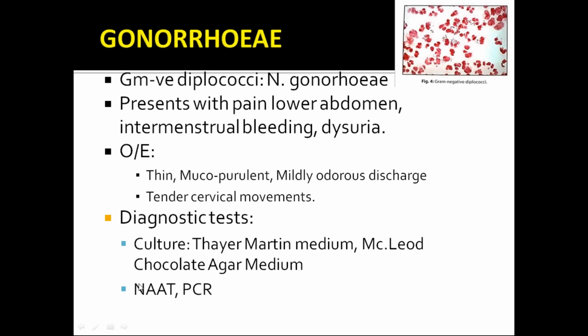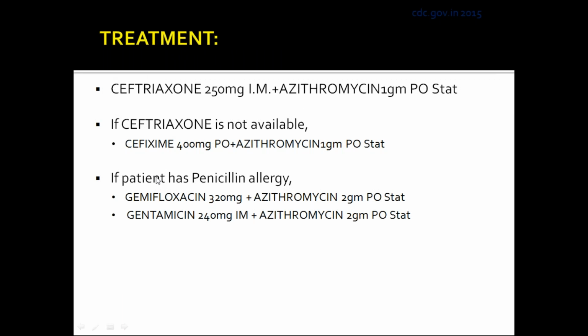And the diagnostic tests for gonorrhea are Thayer-Martin medium, chocolate agar medium. Other confirmatory tests are NAAT and PCR. You can confirm. Treatment is cephalosporin, the treatment of choice. Ceftriaxone 250 mg IM plus 1 gram oral azithromycin stat you can give. Suppose if ceftriaxone is not available, you can give an oral form, that is cefixime 400 mg per oral plus azithromycin 1 gram per oral stat to the patient.